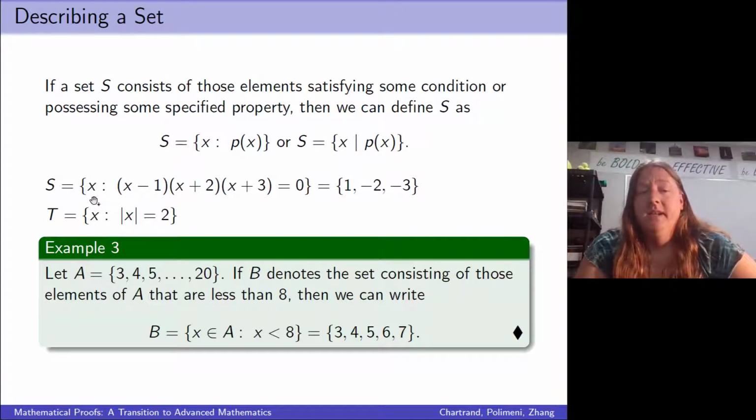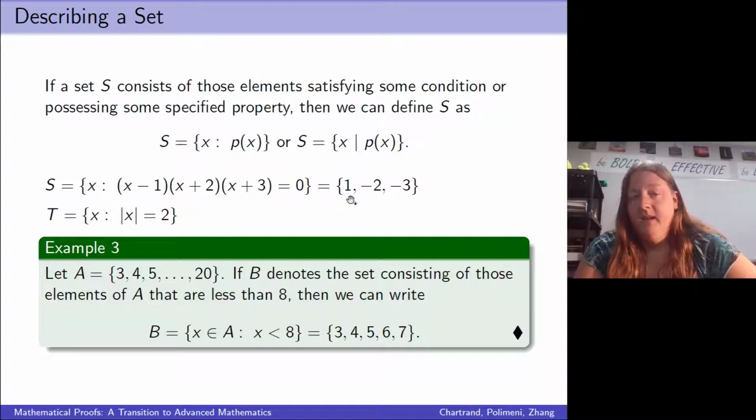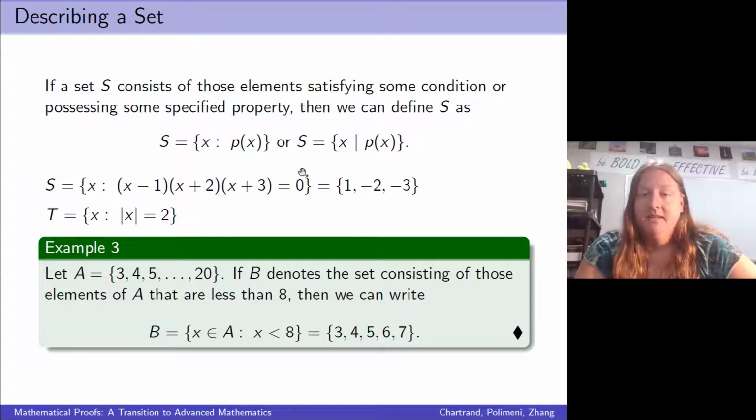So here I've got the set S is the set of all elements X such that X minus 1 times X plus 2 times X plus 3 equals 0. So to figure out what's in S, I would solve this equation right here, and I would find out that the elements that satisfy that equation are 1, -2, and -3. So the elements in S are 1, -2, and -3. So it's just a different way of writing that.